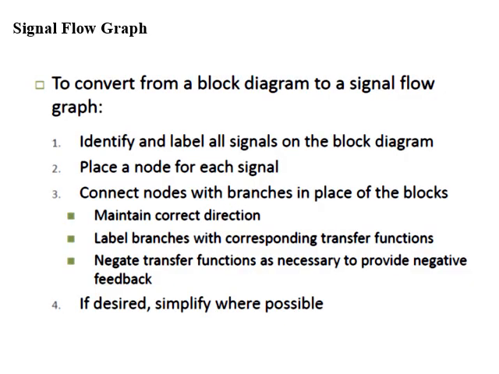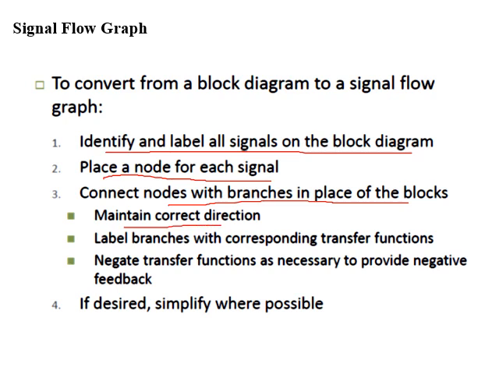Dear students, now we will study how to convert a block diagram form of representation into a signal flow graph. For this conversion, first of all you have to identify all the signals present in the block diagram, and then label all these signals in block form of representation. Now, corresponding to each signal, you have to draw a node, and then you have to connect all these nodes with the branches in the place of blocks. While connecting these branches, you have to maintain the direction in which signals are moving.